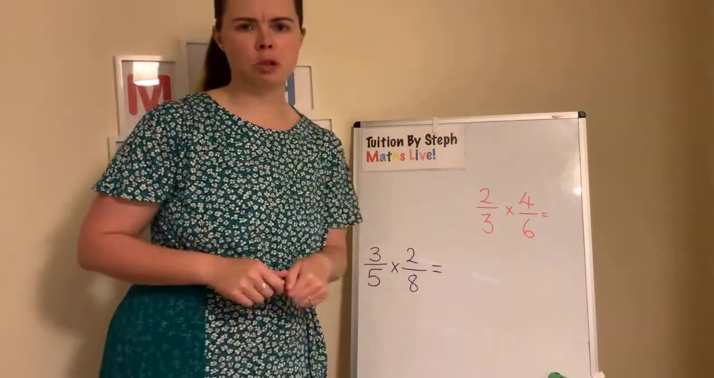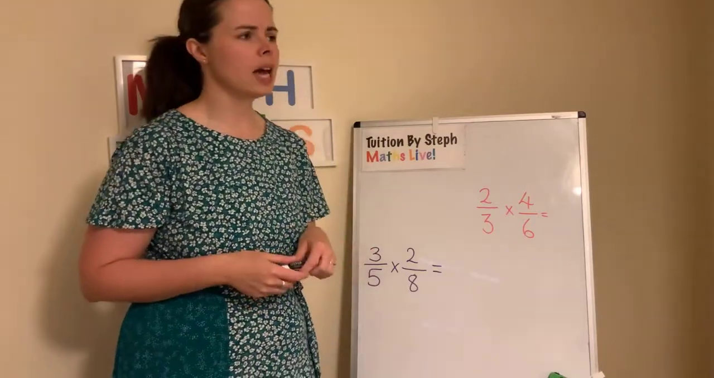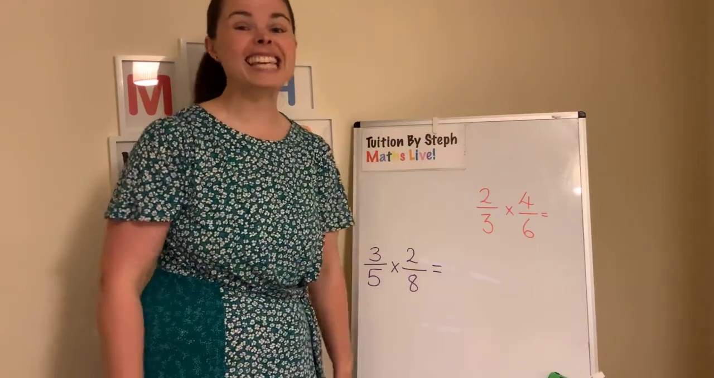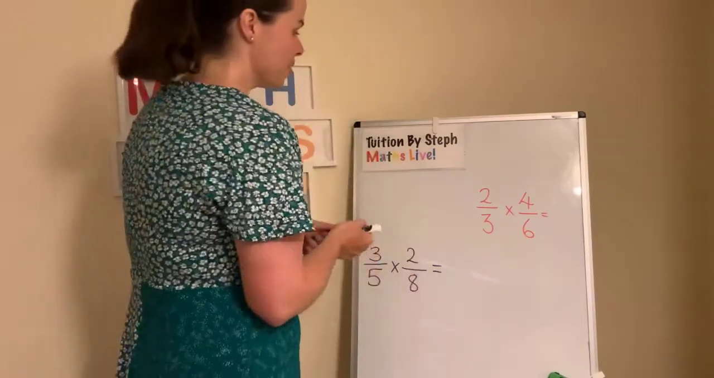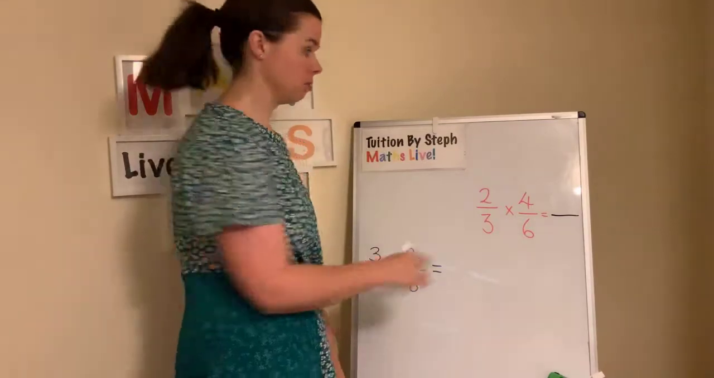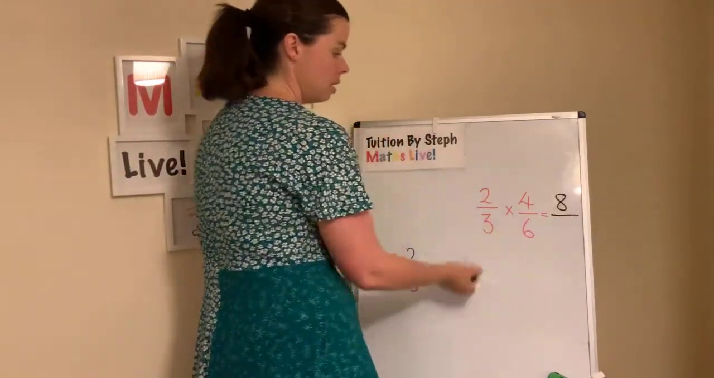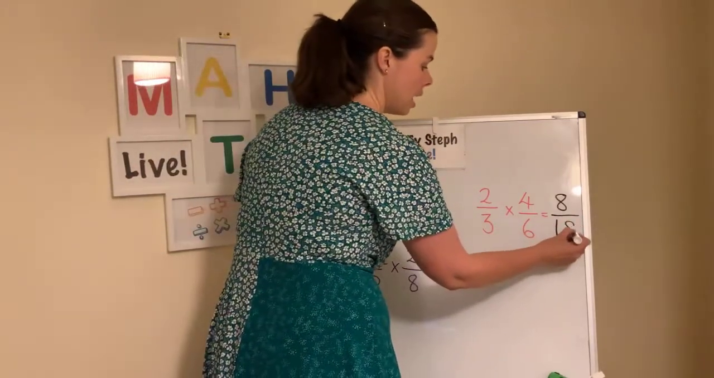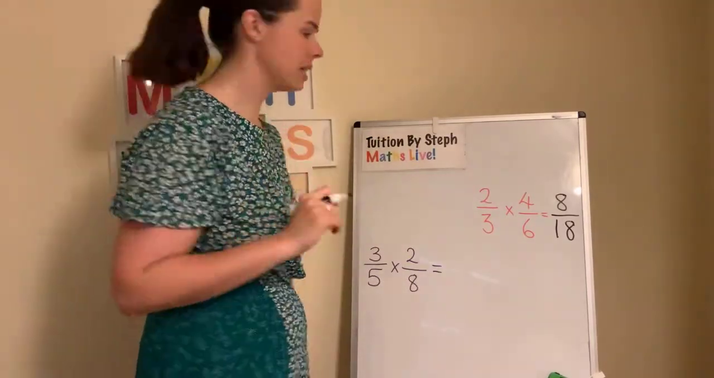So when it comes to multiplying fractions, generally multiplying can be a bit harder than adding and subtracting. So we have to think, oh right, well what do we do now? Whereas actually it's the easiest form of calculating fractions. It's so easy. All we have to do is the numerators, 2 and 4, we times them. 2 times 4 is 8. And 3 times 6 is 18. Ta-da! Done.